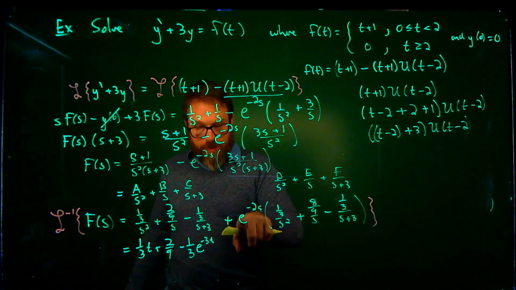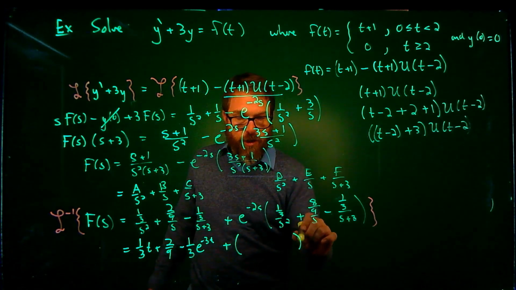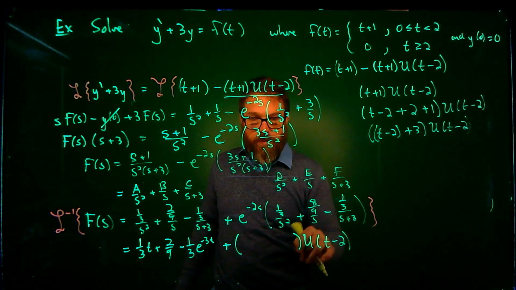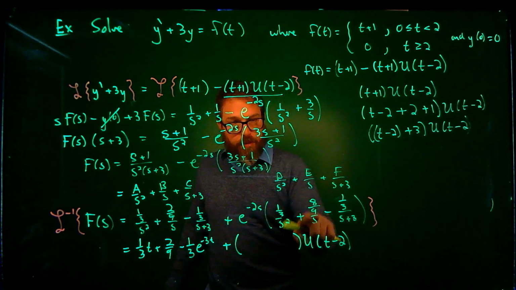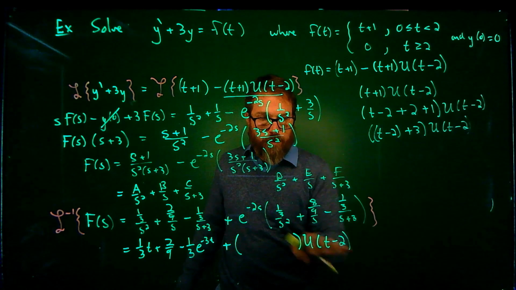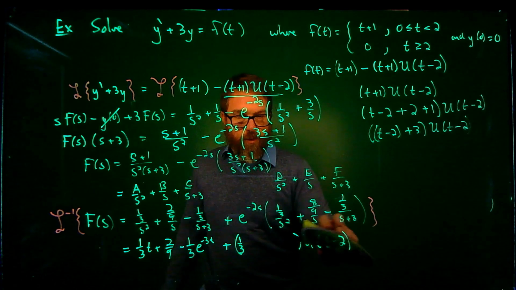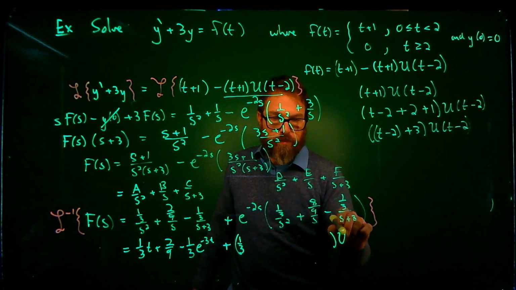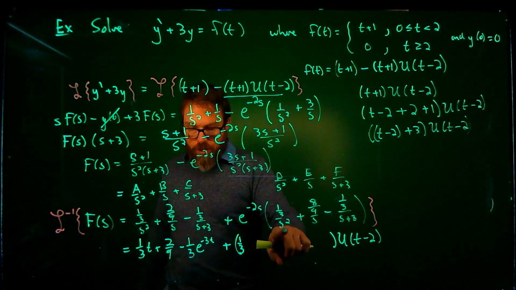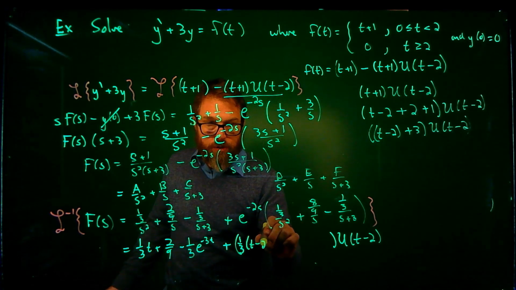And then remember that this is a shift function, so I'm going to say plus, and I'm going to write my shift function u of t minus 2. And this is going to be the inverse Laplace of these things, but instead of writing t's, I have to write t minus 2's. They're going to share the same argument or input. So this is going to be 1/3, and the inverse Laplace of 1 over s squared is just t, but this is going to be t at that shift, so t minus 2.